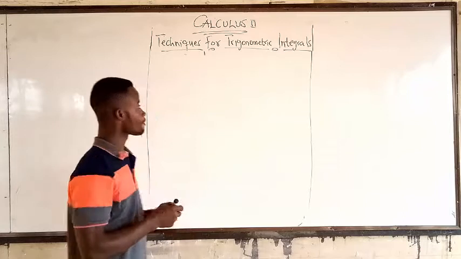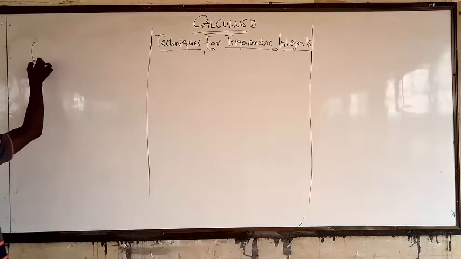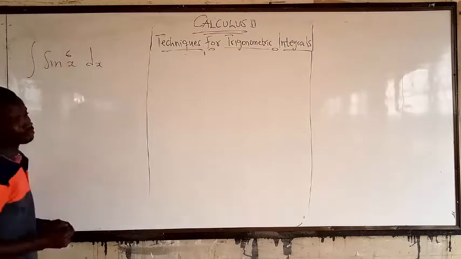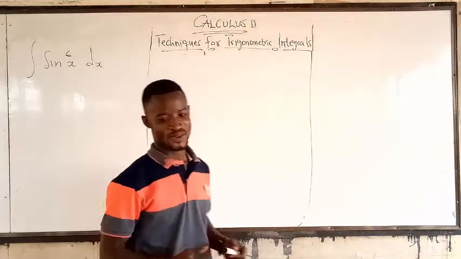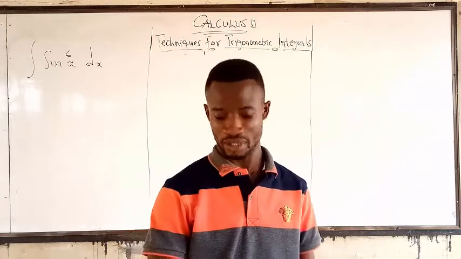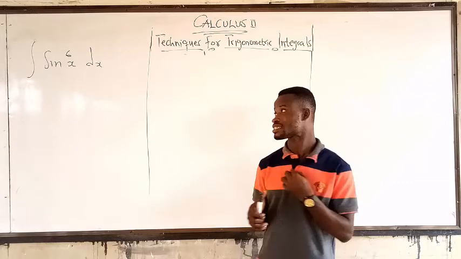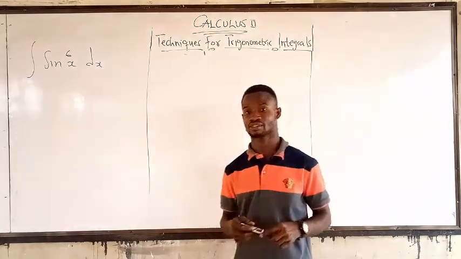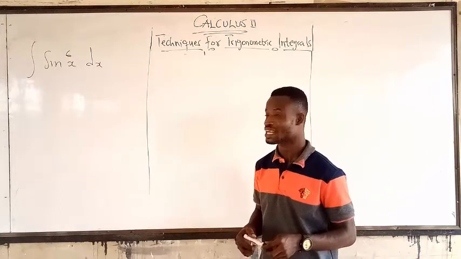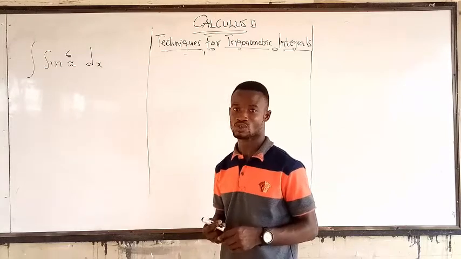Alright. Now what if we have the integral of sine raised to the power 6 of x? What if we have a question like this? How are we going to do that? Now you can see that the power is even, alright? So we use the half angle, going with sine squared, a square power.